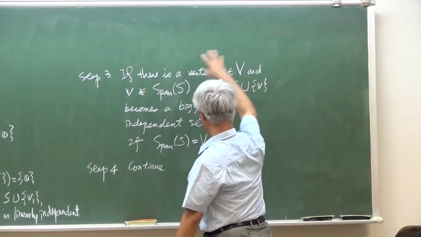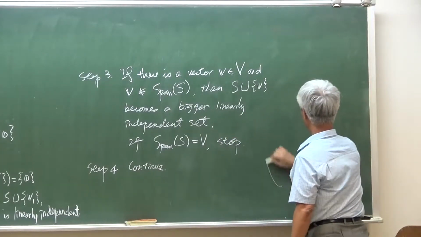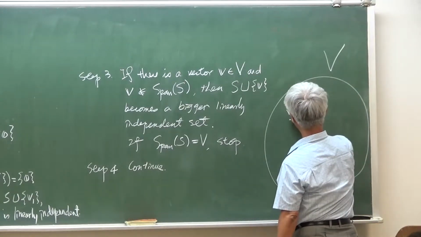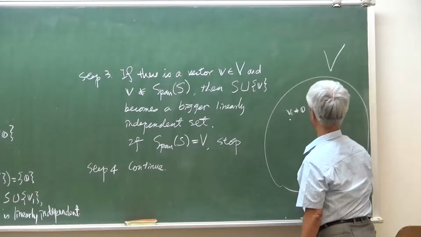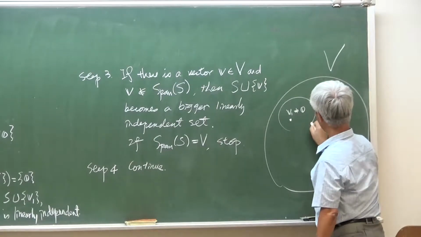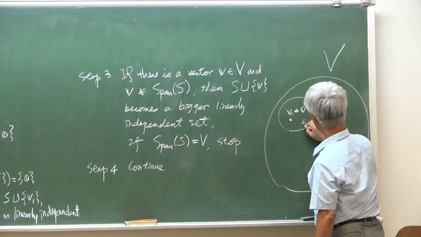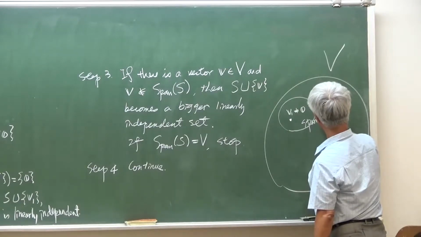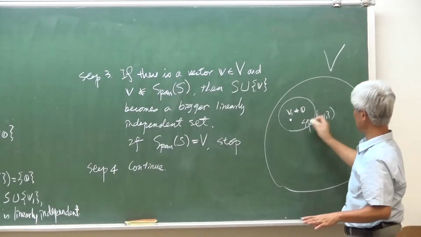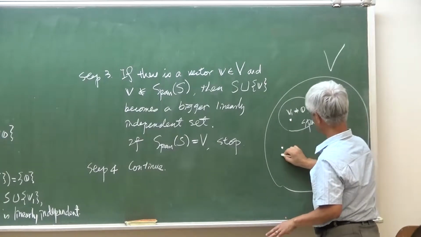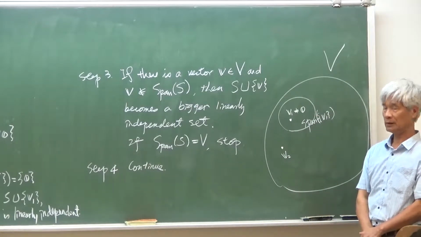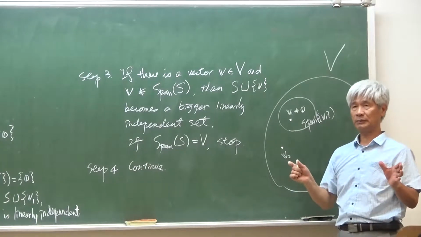And later on, we will do it again and again. So let's see. Suppose this is the vector space. We pick up V1, which is not equal to 0, and then we form the span of V1. Then we pick up something outside of the span, so we call it V2. So V1 and V2 together become a linearly independent set.